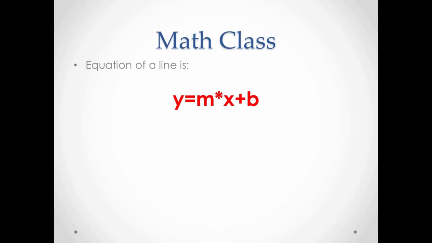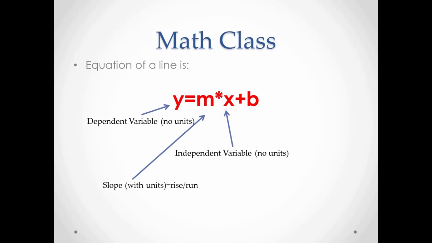When we look at this equation, the y is our dependent variable and the x is the independent variable. Both of these are just the labels of the variable without any units. M and b are going to be the numbers that do show the correct units. M is the slope of the line. We find the slope by taking the rise over run. In other words, how much the graph goes up divided by how much the graph goes over. B is the y-intercept. It's where the line crosses the y-axis on our graph.